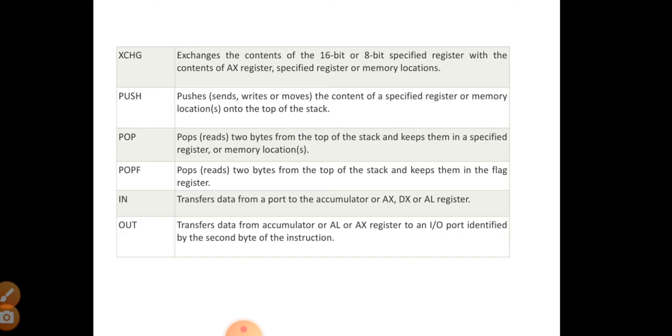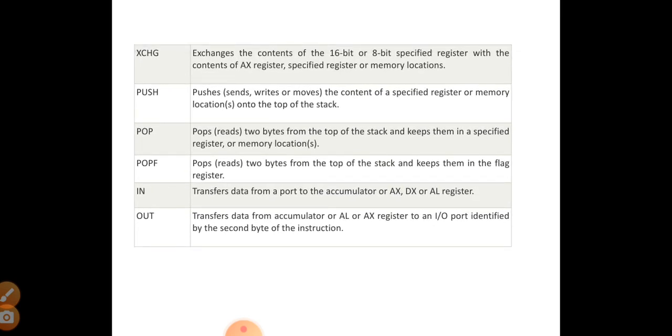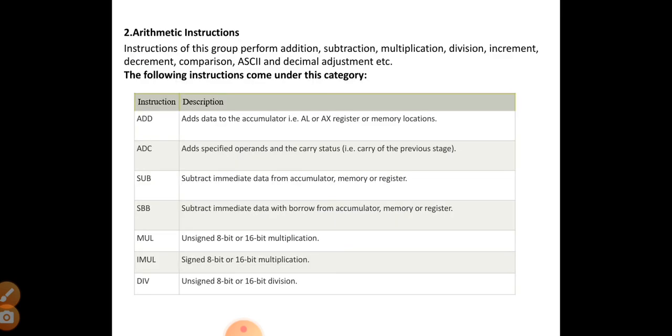So we have already seen it, and now there is a need to cover the second instruction set, that is the arithmetic instruction set. But we will start that topic in the next session. So I will stop here my topic, that is data transfer instruction.